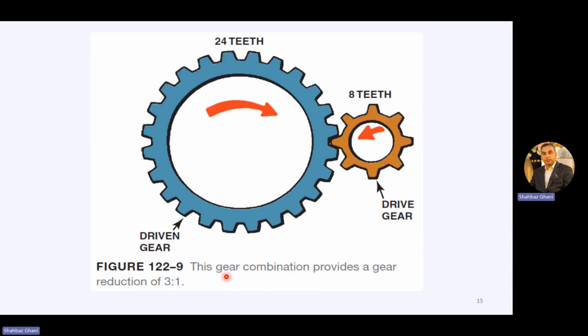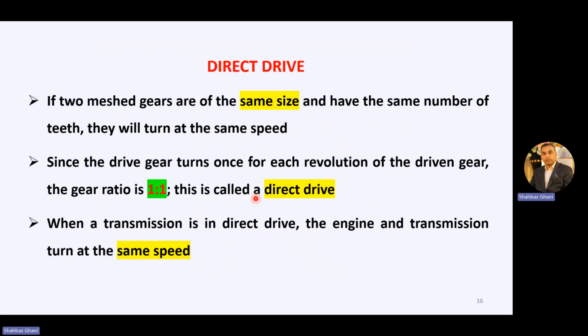Here the drive gear has 8 teeth and the driven gear has 24 teeth. So the gear combination provides a gear ratio of 3:1. 24 divided by 8, so it is 3:1. So it is also a gear reduction. Now let's see one by one the three which we have talked about, the direct drive.